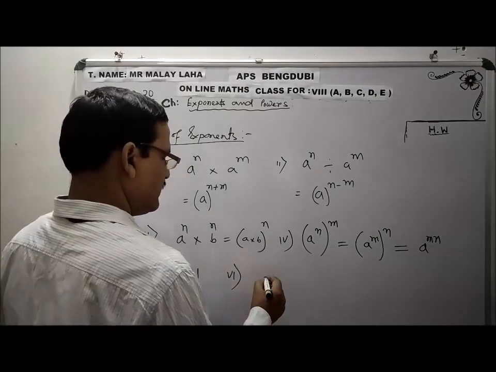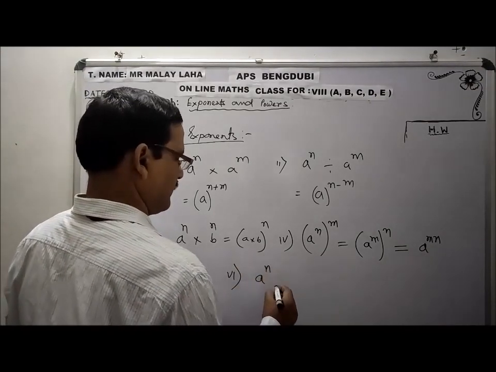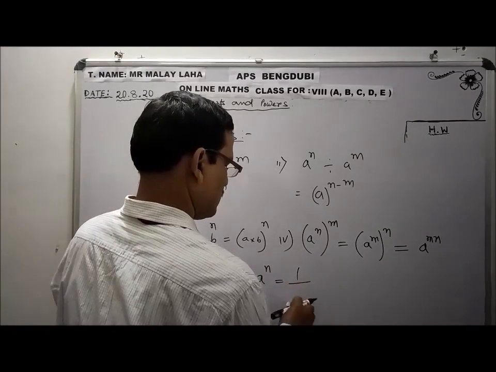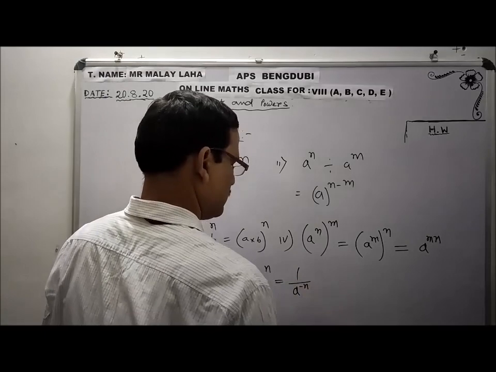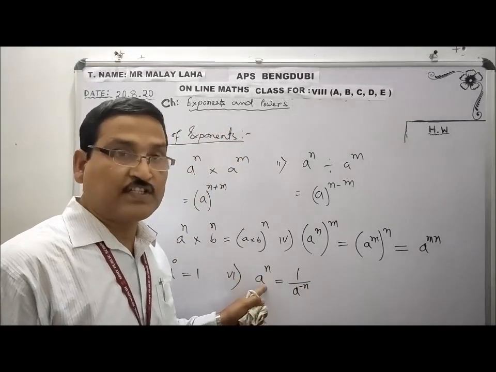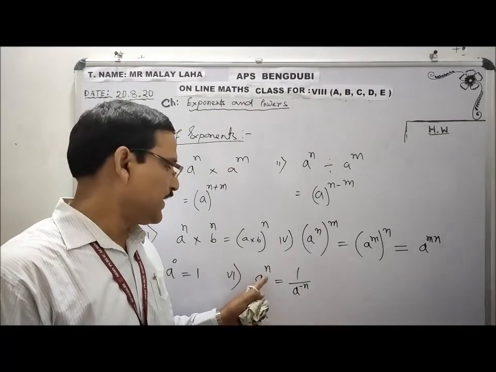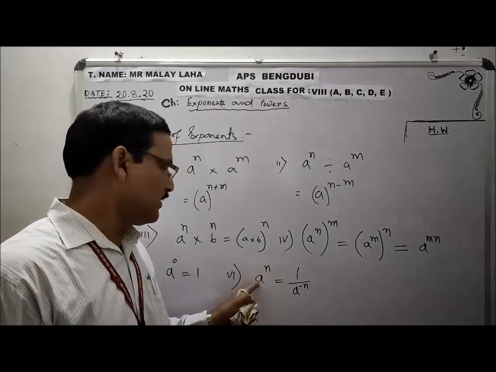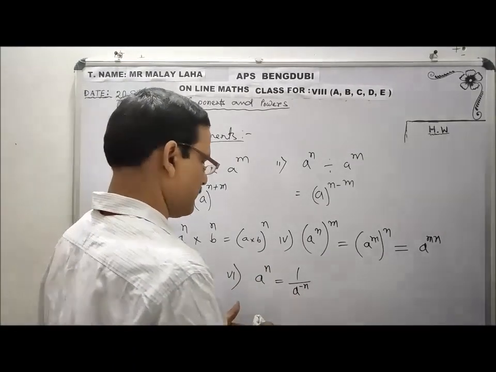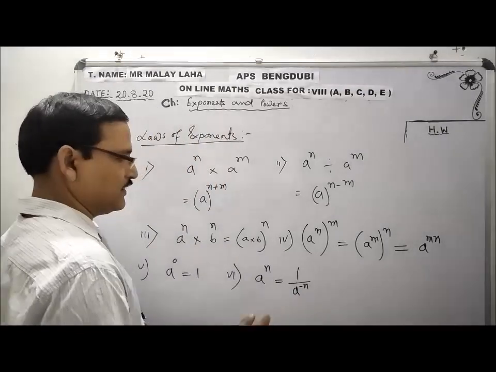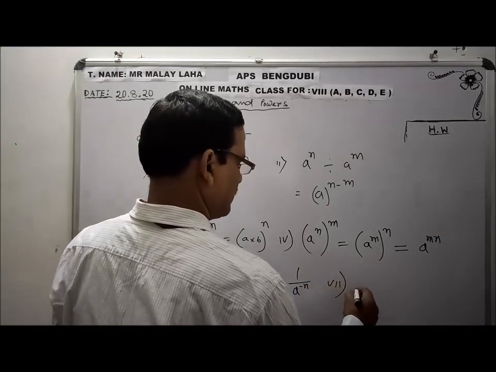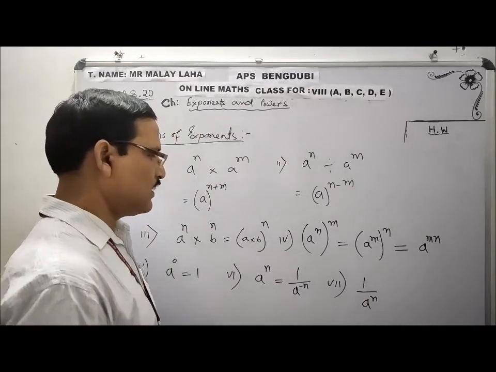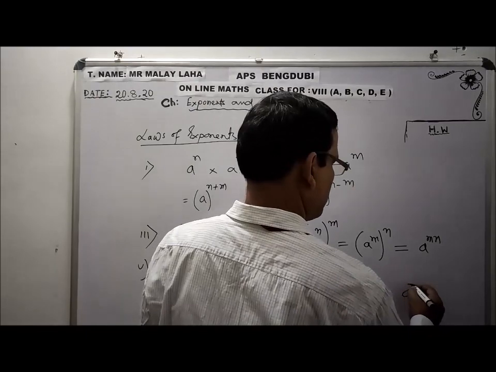Sixth: any rational number, say a raised to n, can be written as 1 by a raised to minus n. Okay, inverse. When the instruction is to show the result in negative, a negative power is just the reciprocal. We have to reciprocate the base. When 1 by a raised to n is given, the reciprocal of this is equal to a raised to minus n.